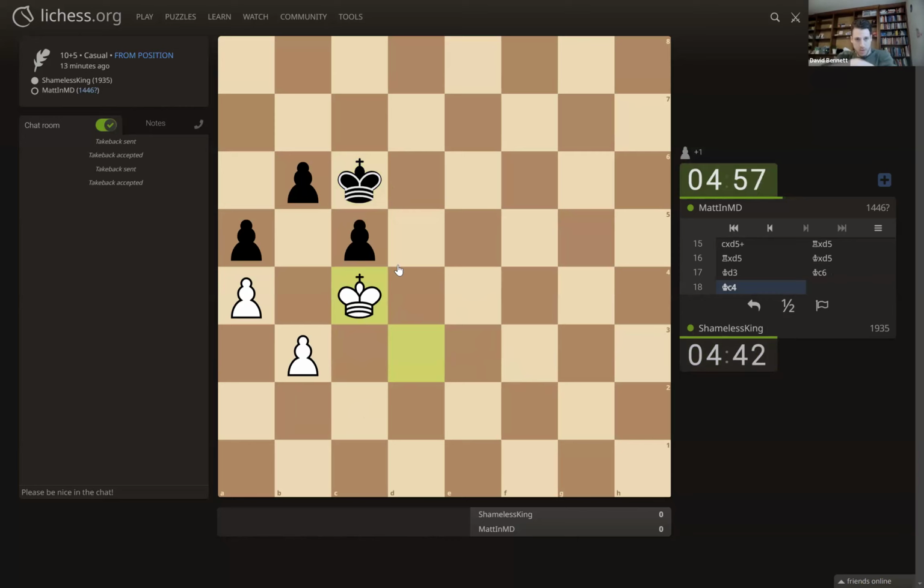Now, it's tricky. Oh, this is actually very tricky. Okay, you're down a pawn. You have the opposition. Can you hold it? Let's see. That's about the best you can hope for as the defender, though. You need that opposition.